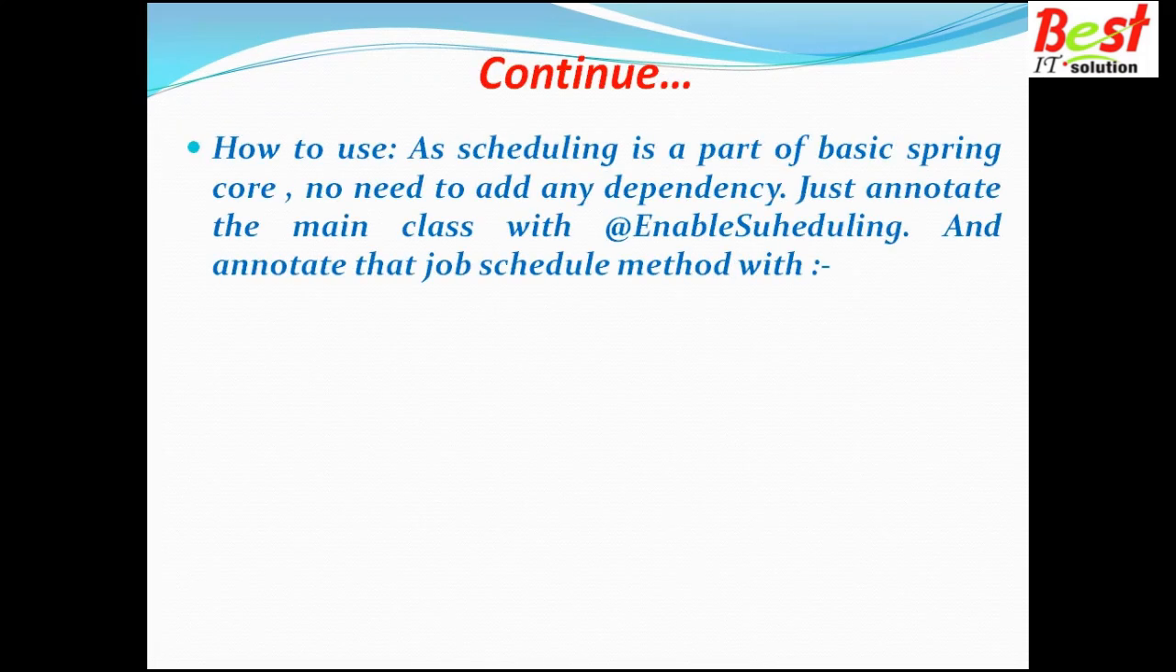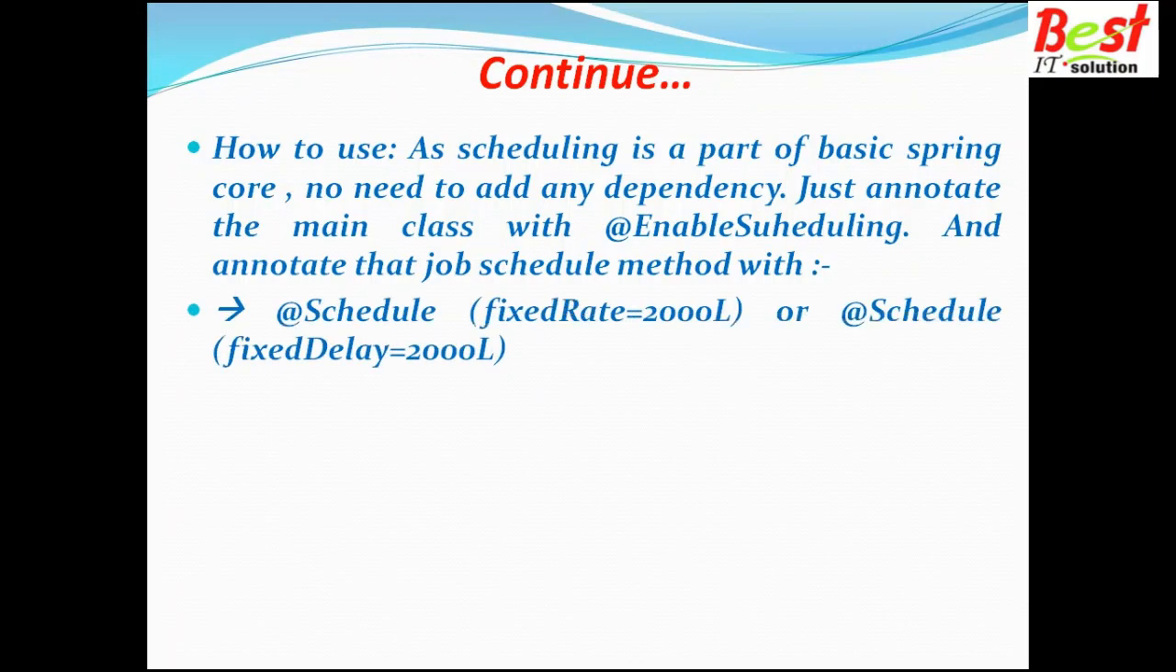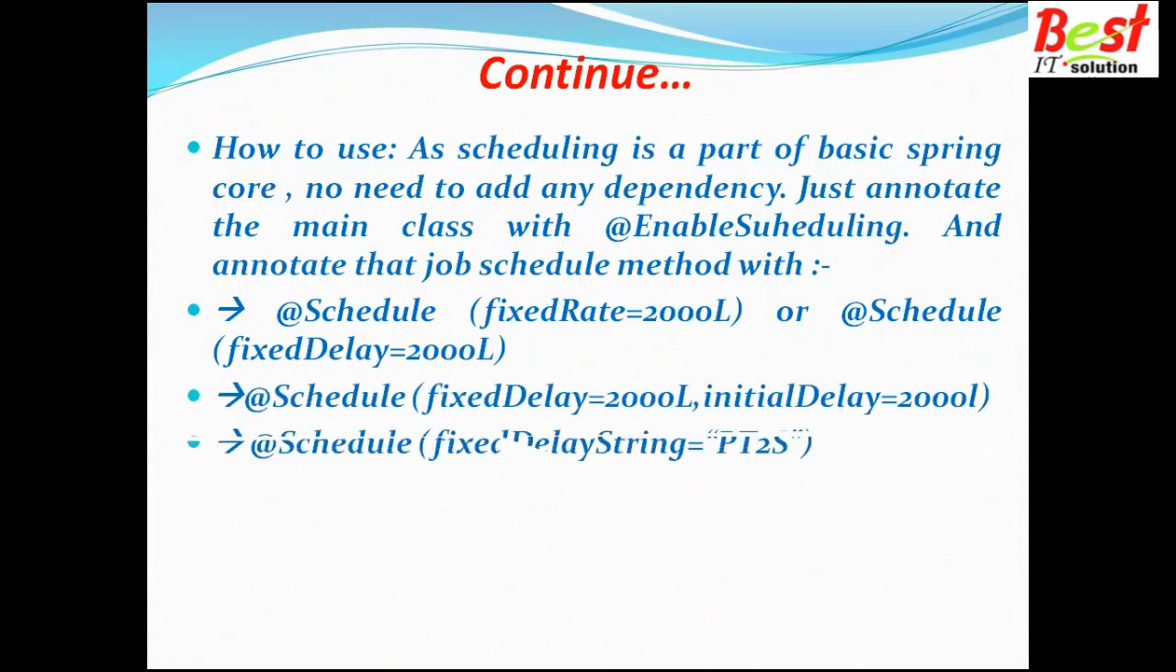How to use it? Scheduling is part of basic Spring core, so there is no need to add any extra dependency. Just annotate the main class with @EnableScheduling and annotate the job method with @Scheduled(fixedRate = 2000L) or fixedDelay = 2000L. We can also mention an initial delay, or use fixedDelayString = "PT2S", meaning period, time, and seconds. You can also use a cron schedule, which takes the day, time, month, date, year parameters.